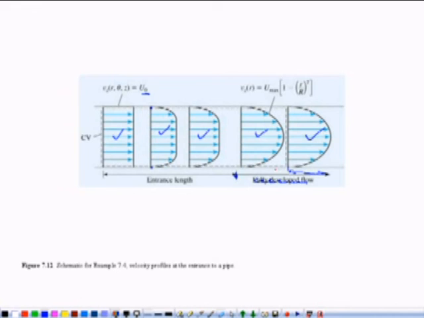From this point to this point, the flow is termed entrance length flow, and whatever formula we are going to develop is not applicable for the entrance length, and empirically we can find out what the entrance length is.